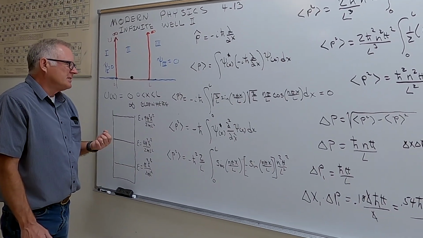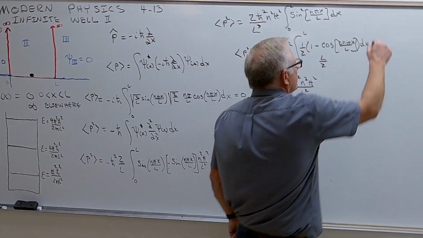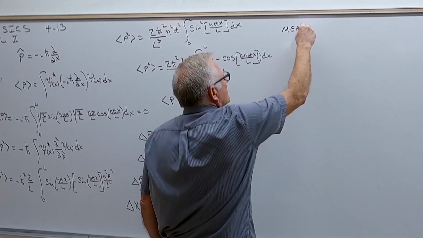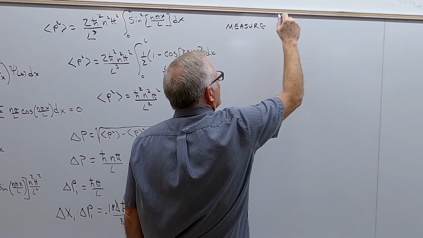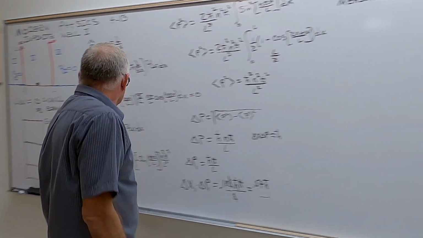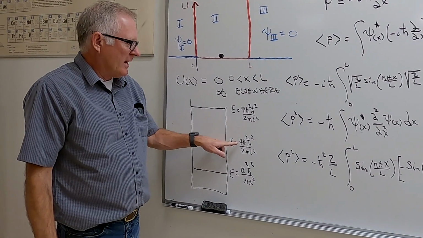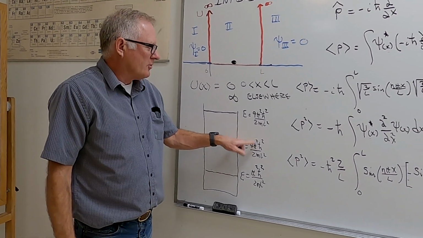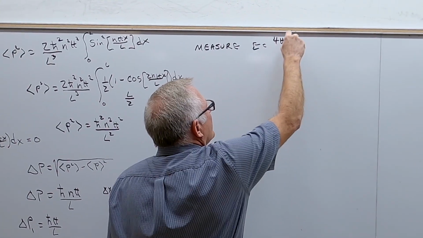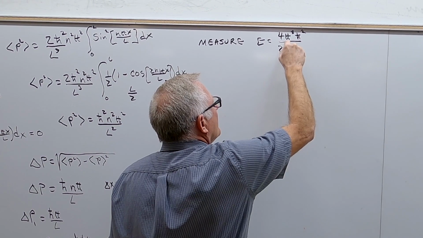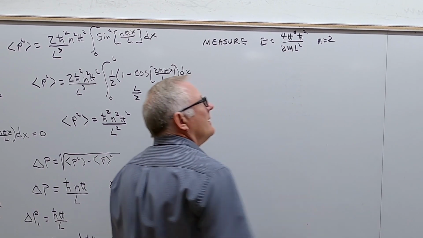And so let's just say we measured the energy, and let's say we measured E equals, how about this state right here? Not the ground state, the next one up. We measured 4 pi squared h bar squared all over 2 m L squared. So we know what n is. n is equal to 2.